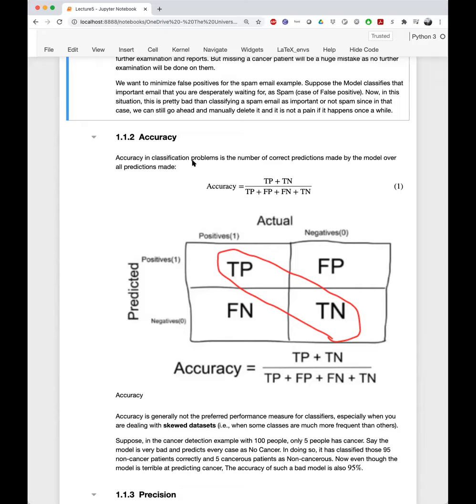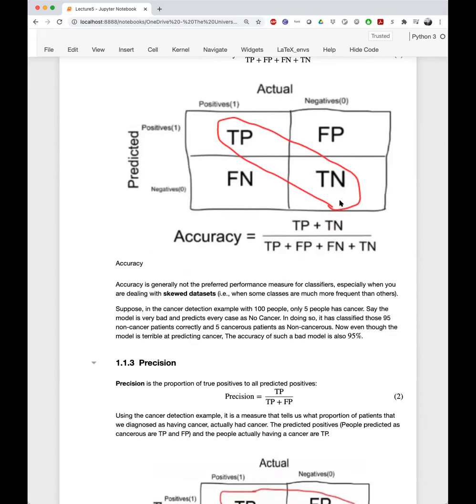The first metric is accuracy. We have already talked about accuracy, but what is accuracy based on the confusion matrix? It's actually true positive plus true negative divided by all of the cases. True positive and true negative are the cases where your model predicted correctly. So that's the number of cases that your model predicted correctly, divided by the total number of cases. That's the accuracy, the same as what we saw in lecture 4.